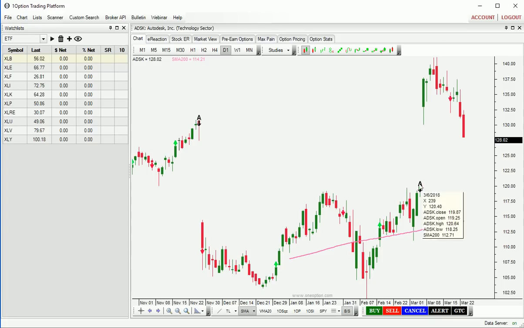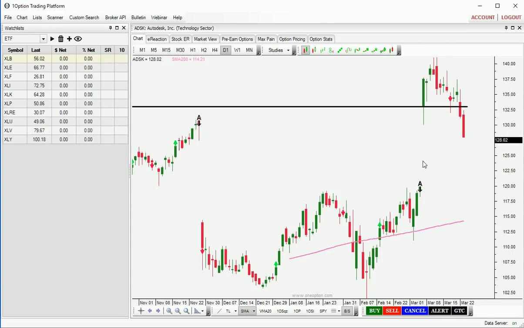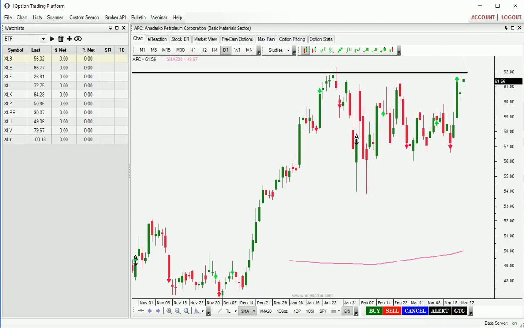Autodesk, wow, what a gorgeous gap higher. It's come down through this support line right here, which was the opening from that gap. I'm going to put an alert there because that's also close to that prior all-time high. I'll put another alert there. You can't have too many alerts. So yeah, this would be interesting to me if it came back up and got through that price level. Strong stock, definitely one that's sold off because of the market.